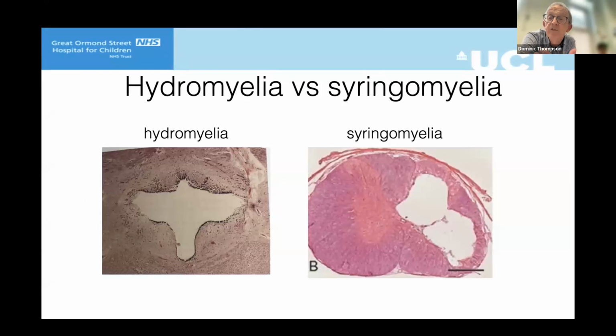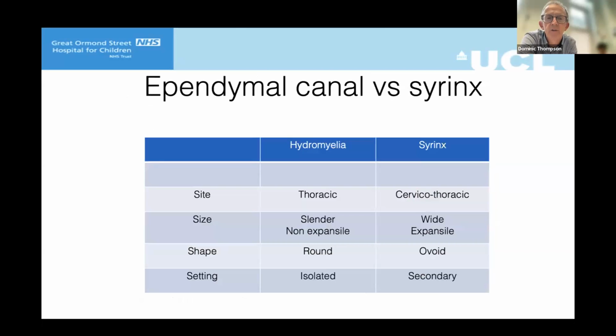And unsurprisingly, these are different histologically. The hydromyelia is really a dilatation of a physiological structure, or a persistence of a physiological structure, and would be characteristically lined by ependyma. By contrast, the syrinx is typically eccentric, it's pathological, and will have a more gliotic type lining to it. So in order to try and distinguish between the ependymal canal, hydromyelia, which I think is a reasonable term, and the syrinx, syringomyelia, I think you can look at these 4 S's.